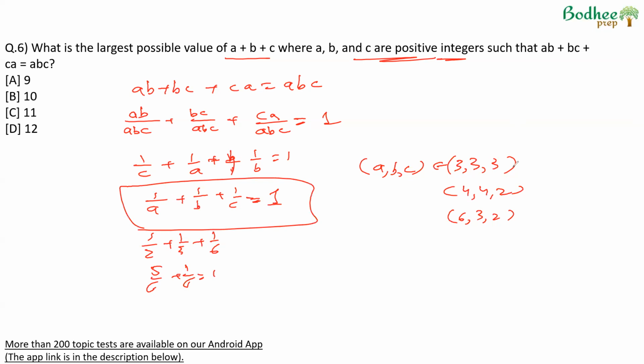We have to find the largest possible value of A plus B plus C. In this case, A plus B plus C will be 9. Here it would be 10. Here it would be 11. Hence, 11 becomes the answer.